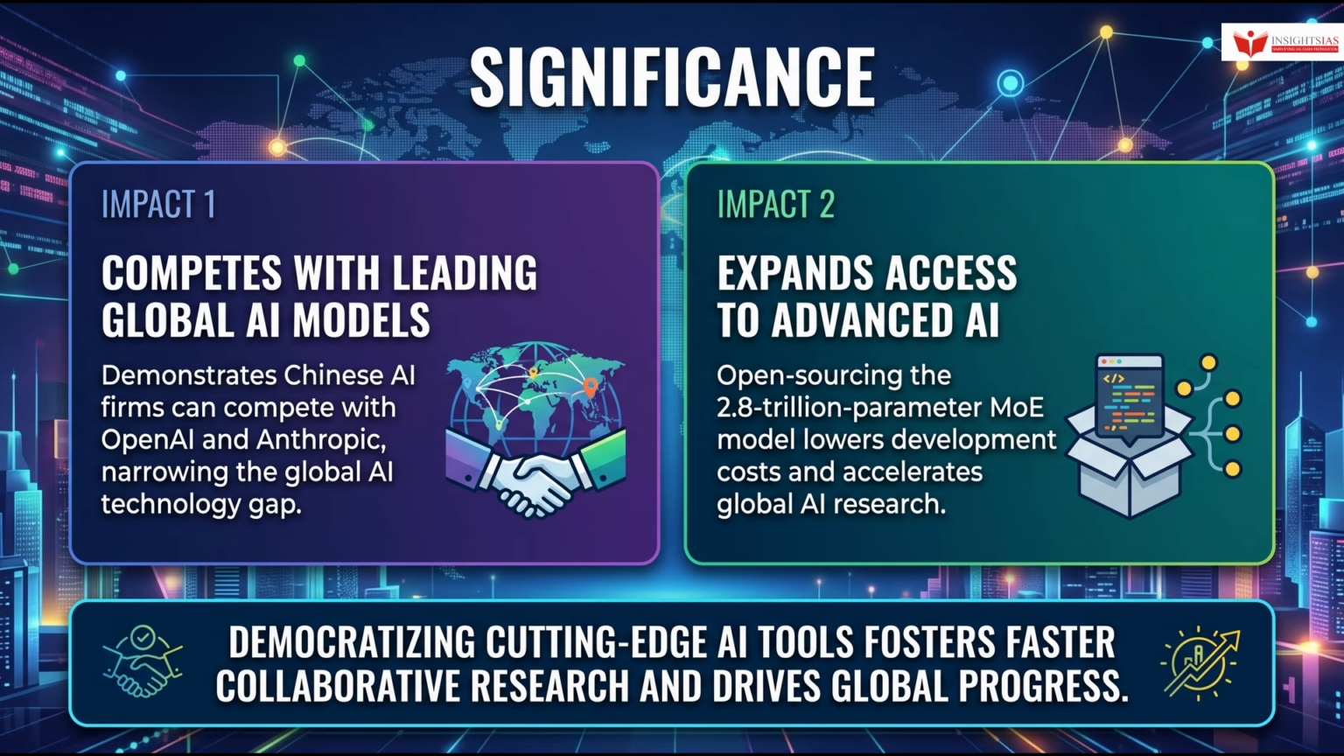So, to quickly recap for your exam, Kimi K3 from China's Moonshot AI is the world's largest open-source AI model, with 2.8 trillion total parameters, using a mixture of experts framework with 896 experts. Remember, it activates only 16 experts per token for efficiency, features a 1 million token context window, and was released with full open weights on Hugging Face.